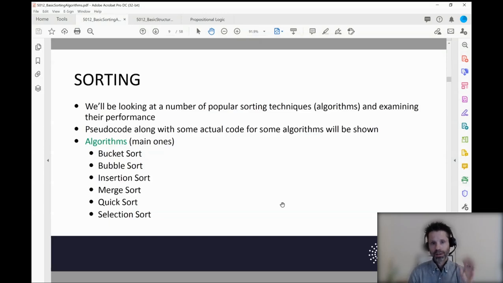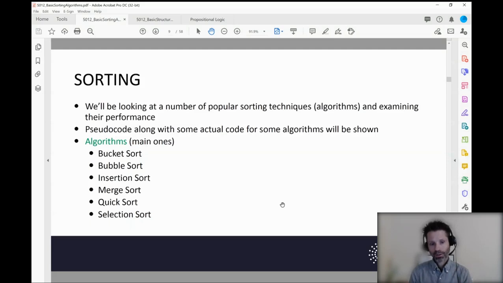Algorithms. Particularly in this PowerPoint deck, we're going to look at a number of popular sorting algorithms, and we're going to examine the strategies they employ as well as their performance. We'll look at their pseudocode and some actual code implementations as well. Some of the ones we'll review are bucket sort, bubble sort, insertion sort, merge sort, quicksort, and selection sort.